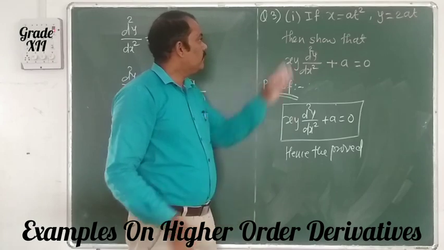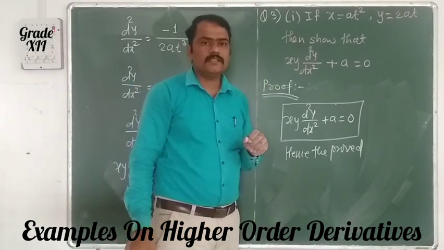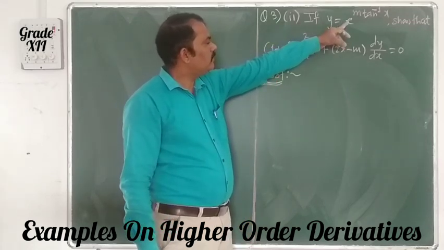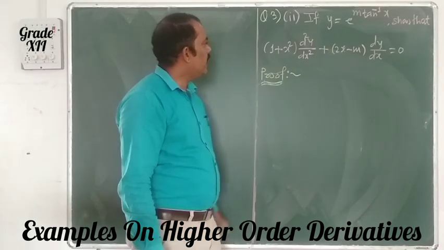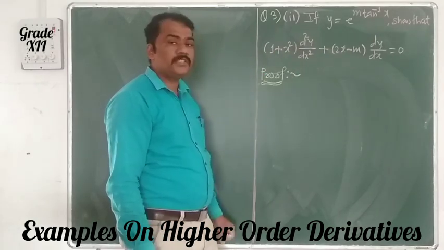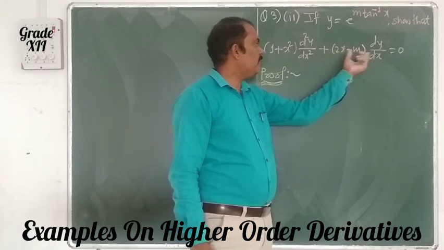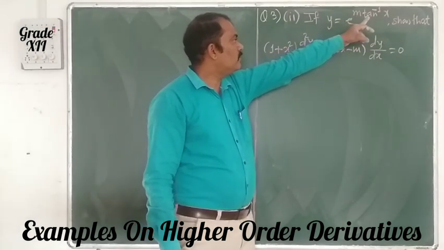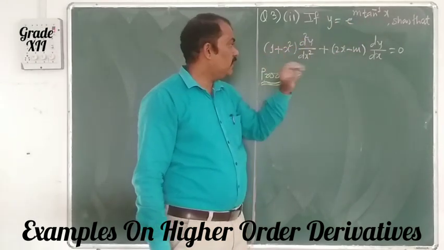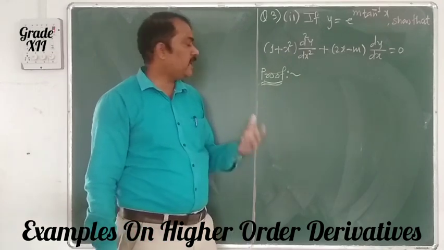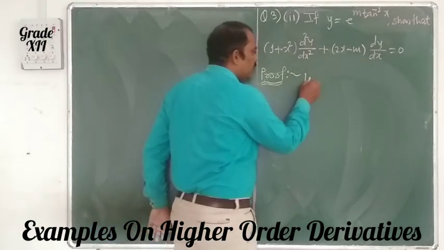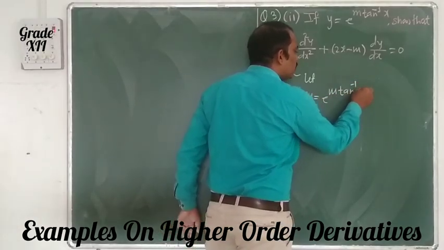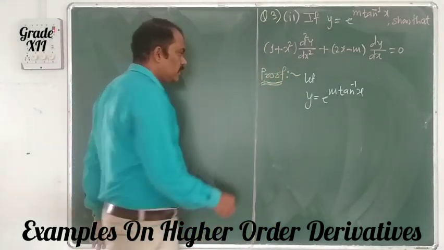Okay. After that, we have to discuss the next example. Example number 3: if y is equal to e raised to m into tan inverse of x, show that (1 plus x square) into d2y by dx square plus (2x minus m) into dy by dx is equal to 0. y is a direct function of x, and we have to find d2y by dx square, so we have to take the direct derivatives. First let y is equal to e raised to m tan inverse of x. First we have to differentiate with respect to x.